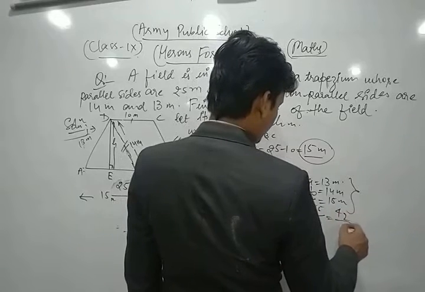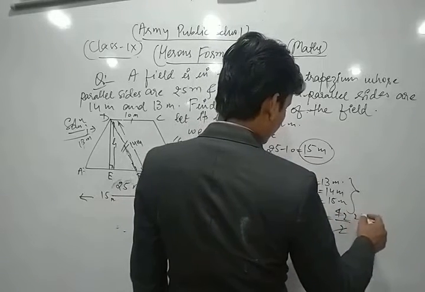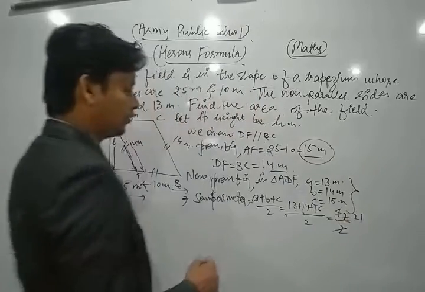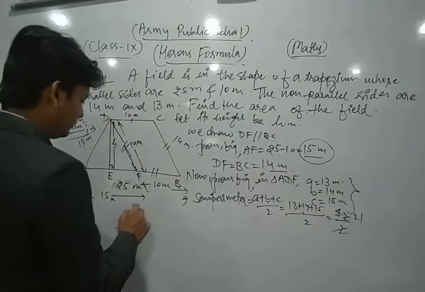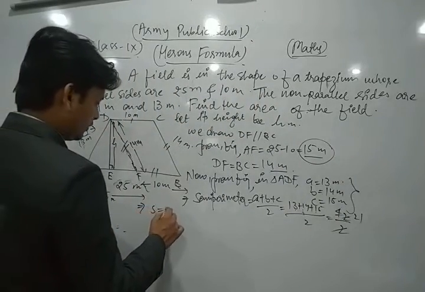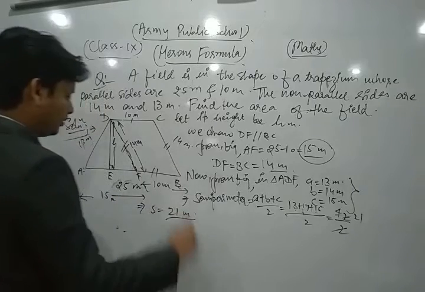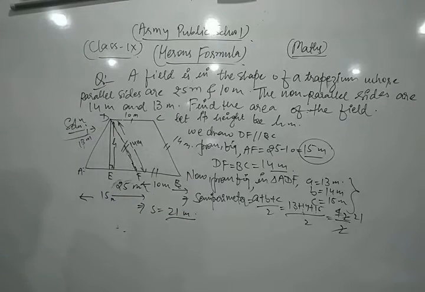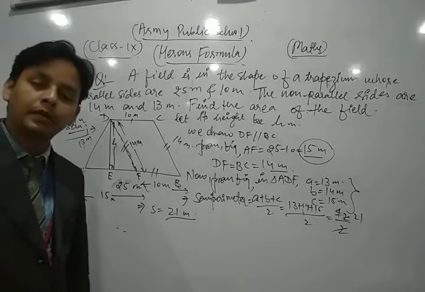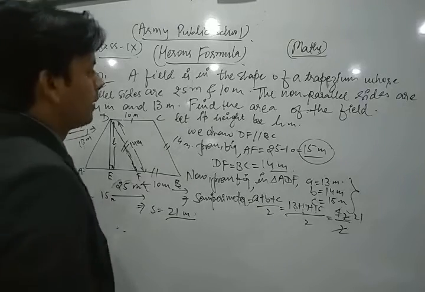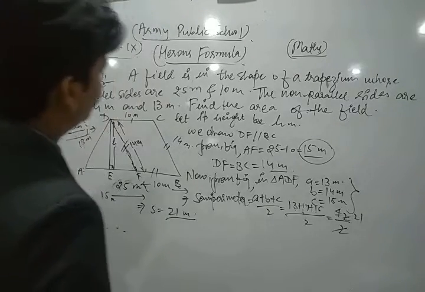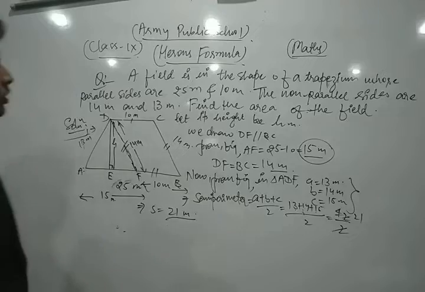42 upon 2, that is 2 to the 4, 2 was the 2. Thus in this way the semi-perimeter of the triangle is what? 21, means triangle ADF, the semi-perimeter is 21 meter. Now what do we do, dear students?